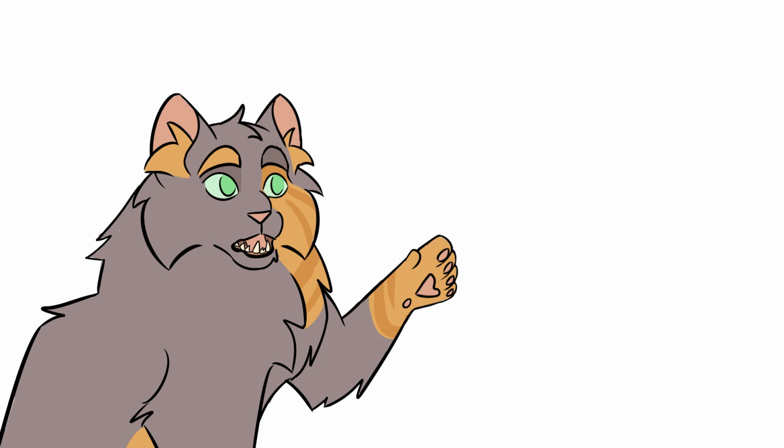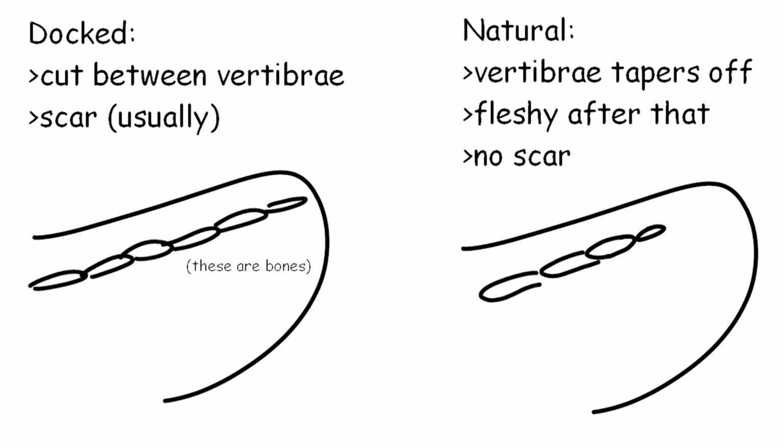Natural bobtail is distinct from docking. Docking is a surgical procedure done usually to puppies to shorten their tails. Docked tails have an abruptly ending tail with full bone structure that ends in some kind of surgical scar. Natural bobtails have a tapering bone structure followed by a fleshy bit and no scar.